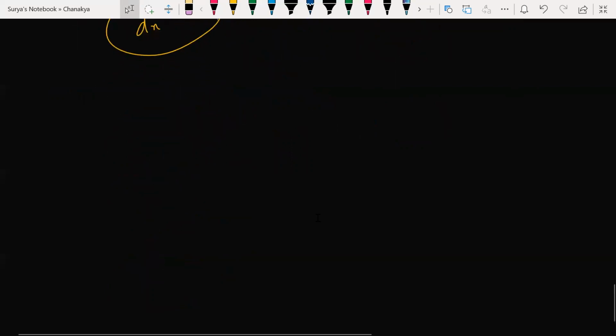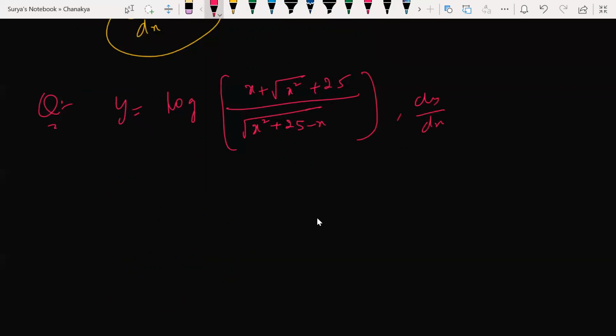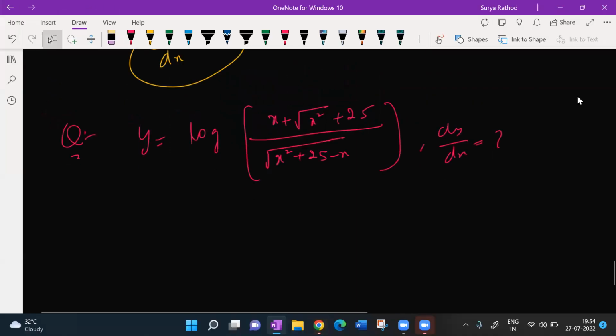One more question. Let's solve this question now. Y is equal to log of x plus square root of x square plus 25, all divided by square root of x square plus 25 minus x. Then dy by dx is what? One second.